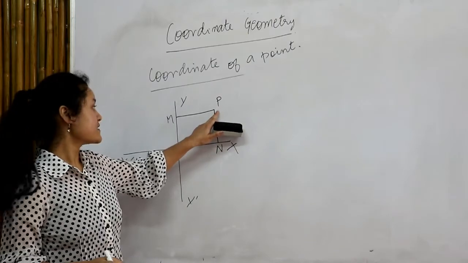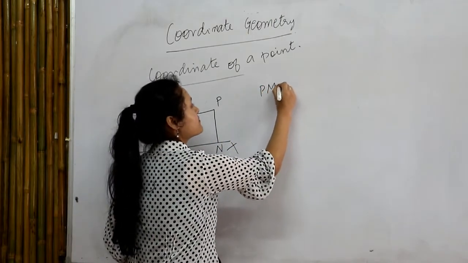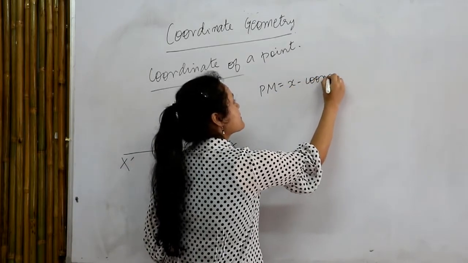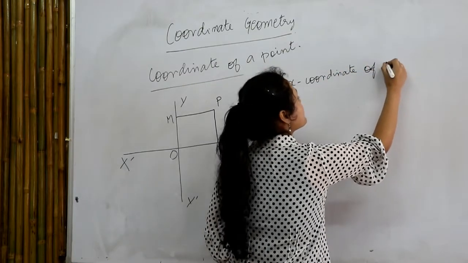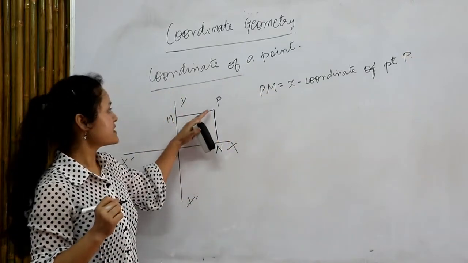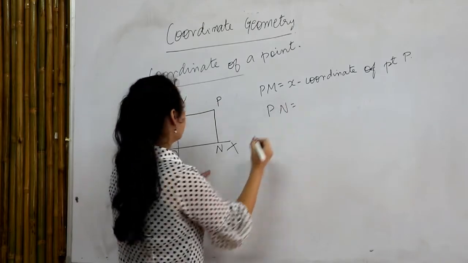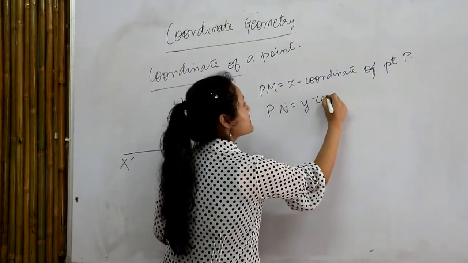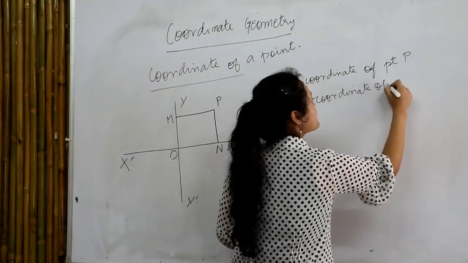The distance or length PM, we call it the x coordinate of this point P. The distance PN, or the length PN, we call it the y coordinate of point P.